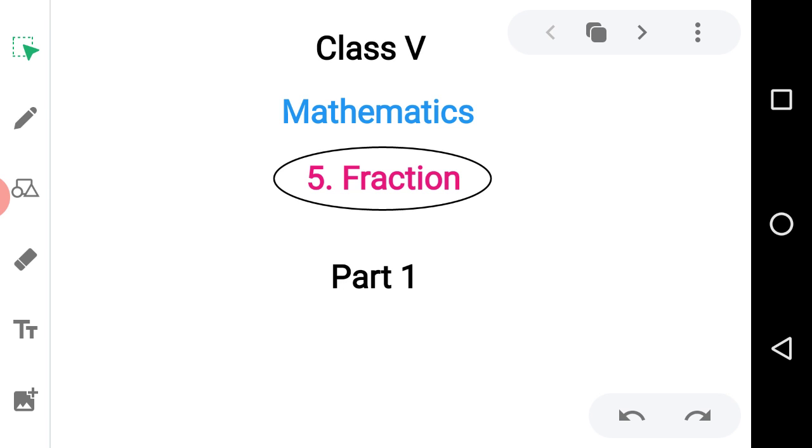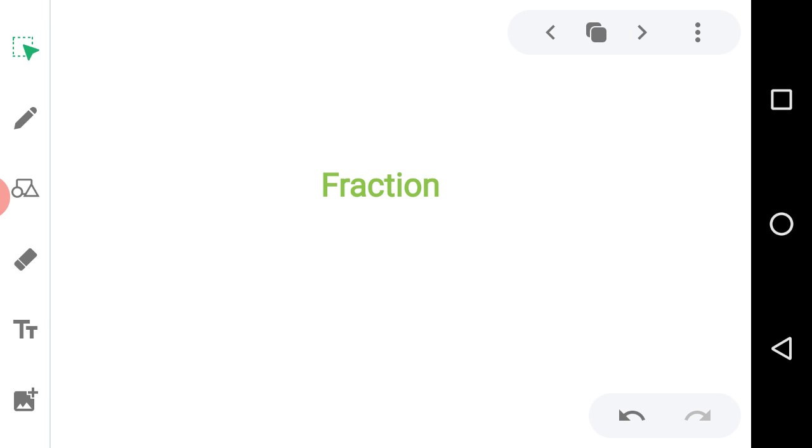In the previous class you have already learned about fractions. So what is a fraction? A fraction is a part of a whole. It represents one or more equal parts of a whole object. So, first I give you quick information about fractions.